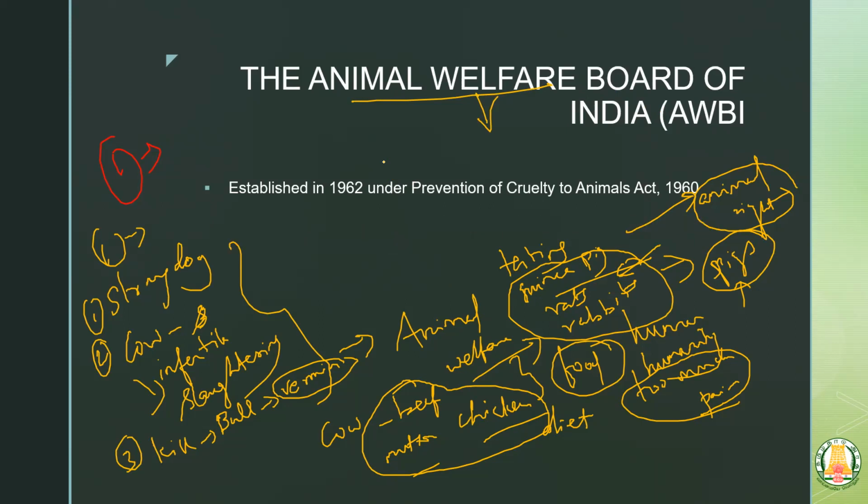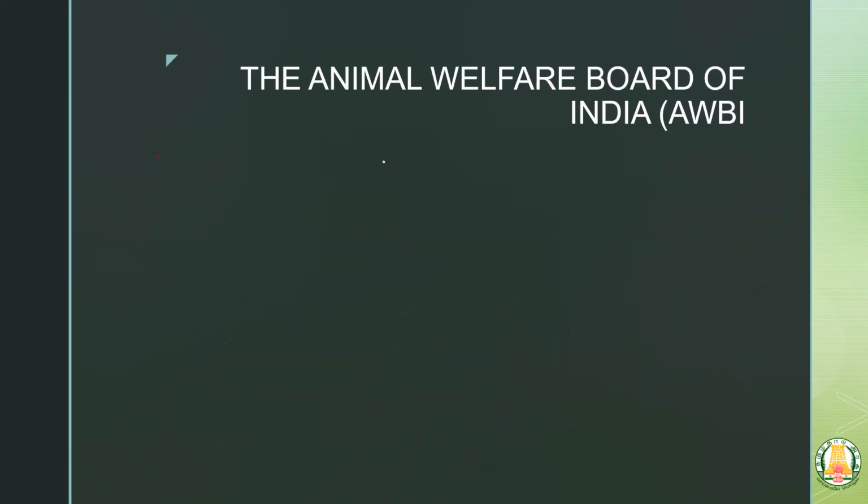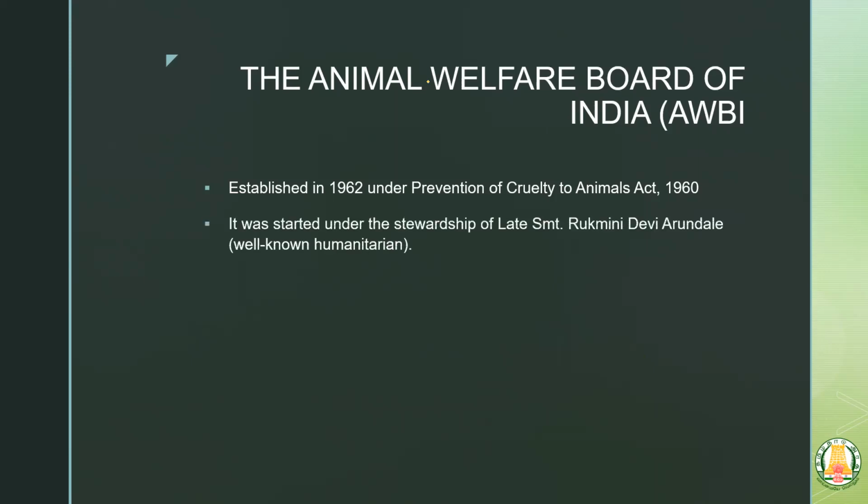About this Animal Welfare Board of India, it was established in 1962 under the Prevention of Cruelty to Animals Act 1960. Friends, remember this Act came in 1960, but this board was created in 1962. Remember, this can be a very important thing, because sometimes they may confuse you in the question. It was started under the stewardship of late Srimati Rukmani Devi Arundale. She was a Bharatanatyam dancer as well.